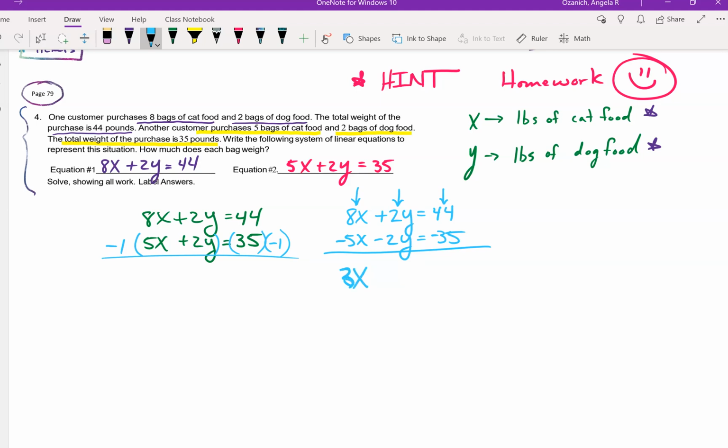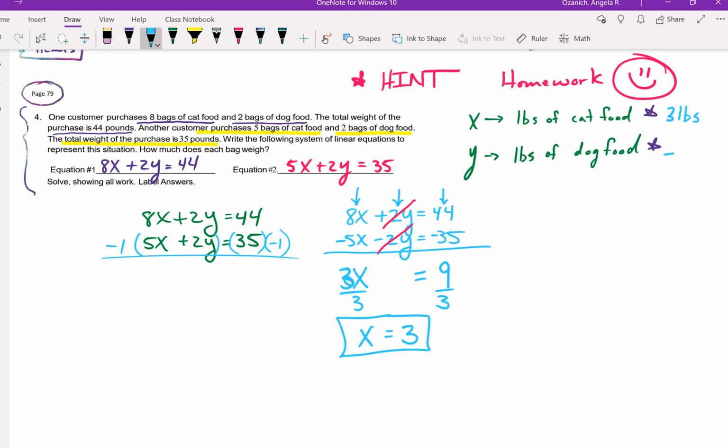Regardless, we end up with 3x. The positive 2y and the negative 2y cancel. Hooray! And what do we got? 44 minus 35. What is that going to be, guys? 9. So as we divide both sides by 3, we get x is equal to 3. That means each bag of cat food is 3 pounds because x represented our cat food.